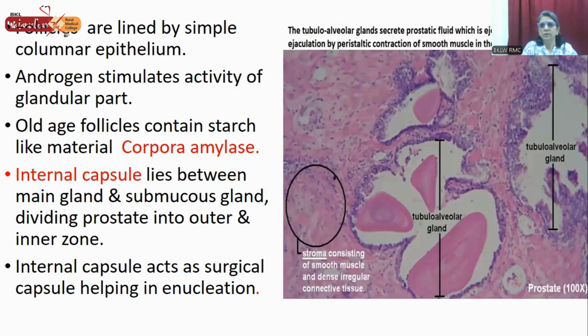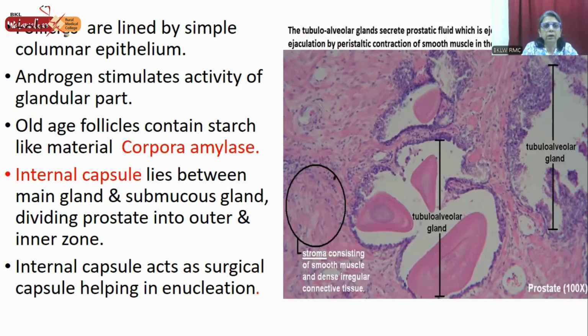Now we'll touch on the histological aspect. Under the microscope, the follicles of the prostate are lined by simple columnar epithelium. These cells are under the control of the androgen hormones, which stimulate the glandular tissue of the prostate. In old age, what we can see in the diagram are the red acidophilic large masses, which we call corpora amylacea, seen in the follicles.